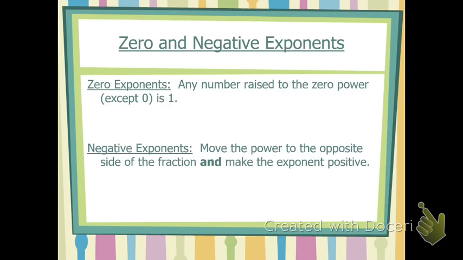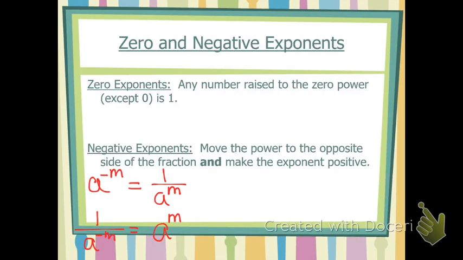For negative exponents, there's kind of a 2-in-1 rule here. If you have something that looks like a to the negative m, so you have a base raised to a negative exponent, you're going to change that into 1 over a to the positive m, or if the negative exponent was in the bottom of a fraction to start, you would end up with something like this.